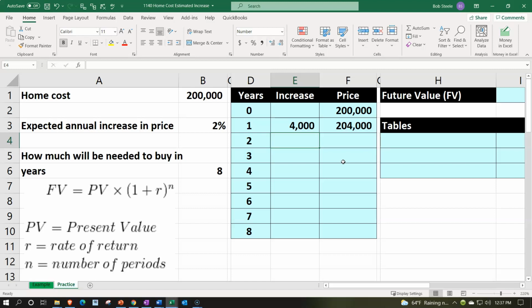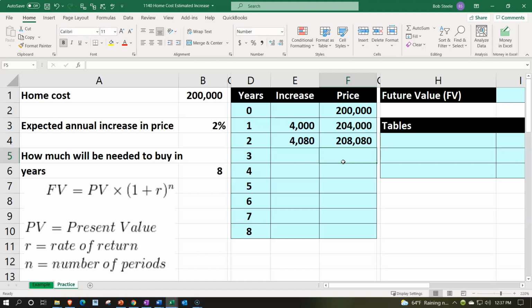Let's do it again. This time this is going to be equal to right up the 204,000 times left, left, left, up, and enter. 4,080. Then we're going to say this equals the 204,000 plus the 4,080, giving us the 208,080.